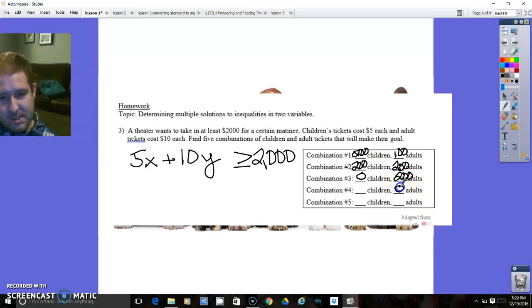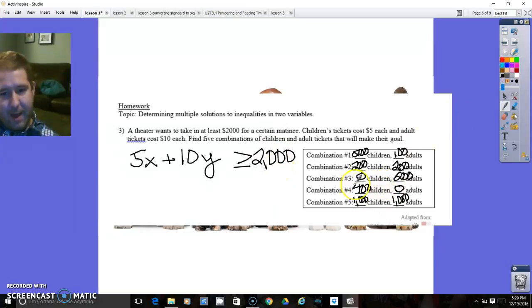Or what if I sell 0 adult tickets? If this was 0, 5 times what is 2,000? That would be 400 child tickets. So I'd need to sell at least 400 if I have 0 adults. And then, I'm just going to be silly here. What if I sell 1,000 of each? I don't even need to do the math. I'm very confident that's going to be well over $2,000.